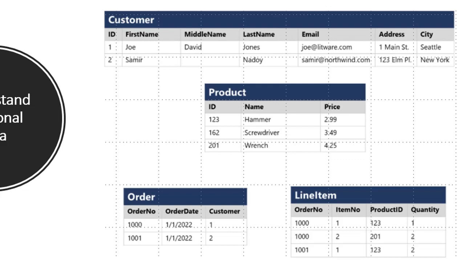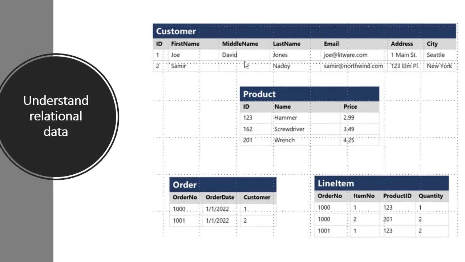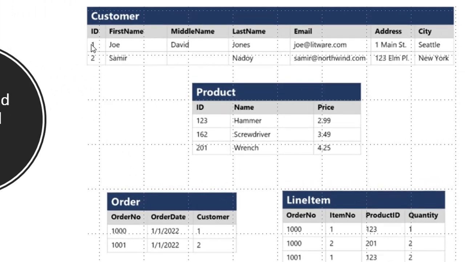Each row in the customer table contains the data of a single customer. Each row in the product table defines a single product. Each row in the order table represents an order made by a customer. Each row in the line item table represents a product that was included in an order. So in this scenario, every record, every row, is a single instance of an entity. In the customer table, we have ID, first name, middle name, last name, email, address, city. These are columns and these are rows.